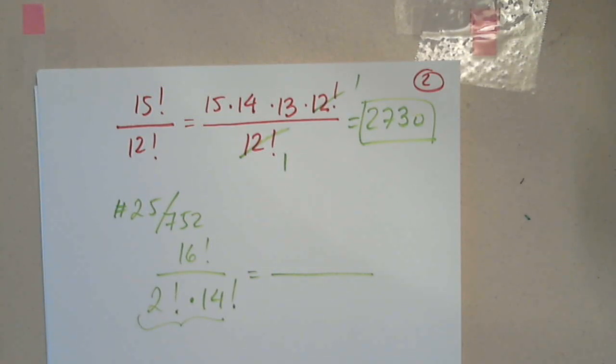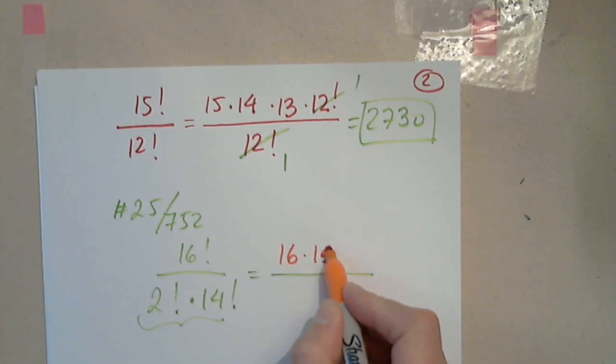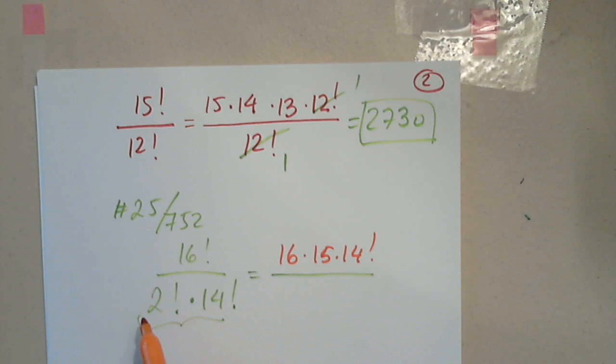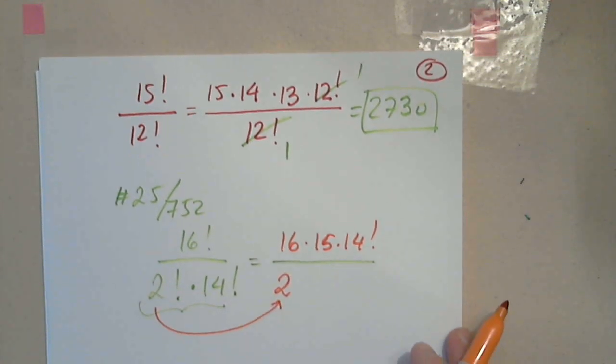And then we'll look at an example that has variables, of course, one variable. So what should I write at the top, keeping in mind that the denominator is 14 factorial? Is there any way I can simplify? Would you write 16 times 15 times 14 factorial? Very good. And then 2 factorial is 2 times 1, so it happens that this is the same as 2.